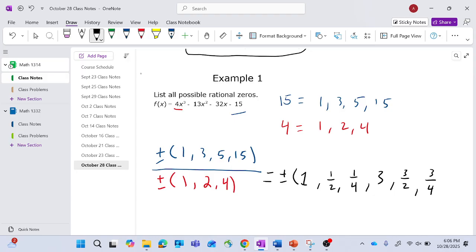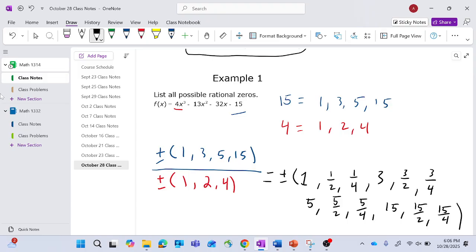And then we go into the next one, which is 5. So 5 over 1 is just 5. 5 over 2 is 5 over 2. And 5 over 4 is 5 over 4. Everyone with me? Any questions or anything? All right. And then we go on to the last number, 15. 15 over 1, which is 15. 15 over 2. And 15 over 4.